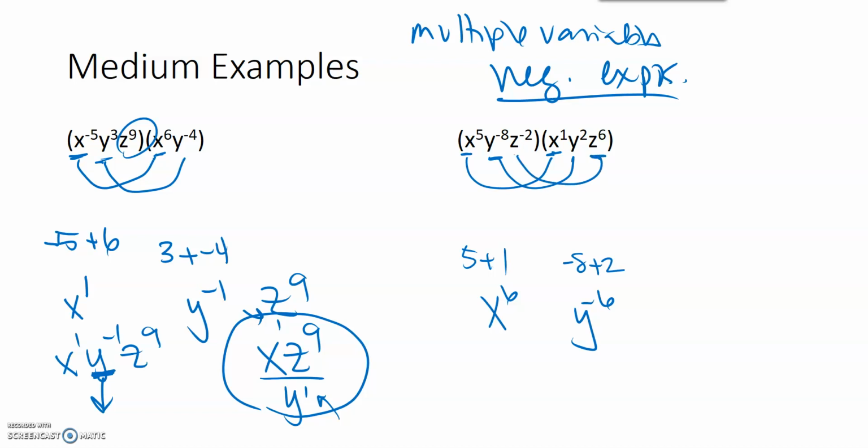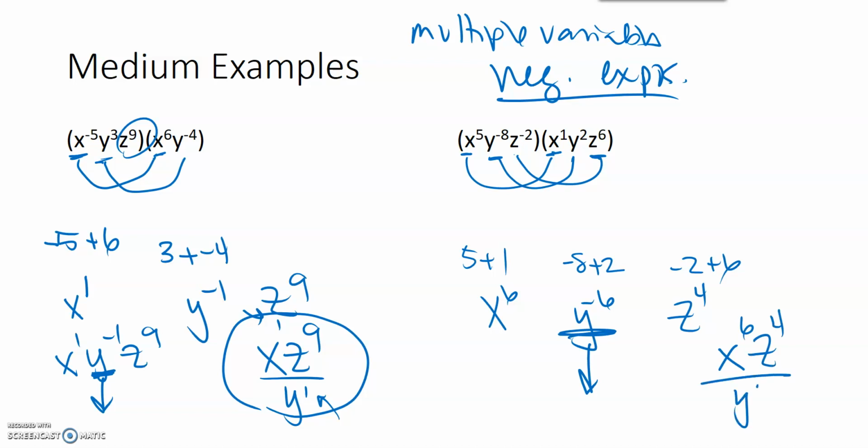We're done adding these together. Our z's, we have negative 2 plus 6, which is 4. Again, that negative exponent's going to have to move to the denominator. My positive ones stay where they are, so x to the 6th, z to the 4th in the numerator, y to the 6th in the denominator. Okay? So again, medium examples because we have multiple variables, but we've added in a new level here when we have negative exponents that you may have to take care of, another step into those problems.